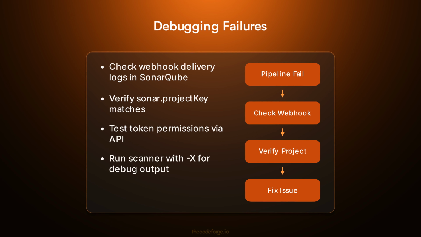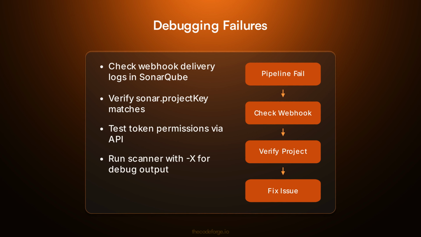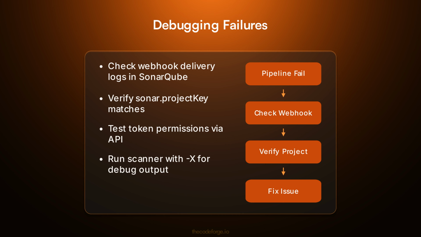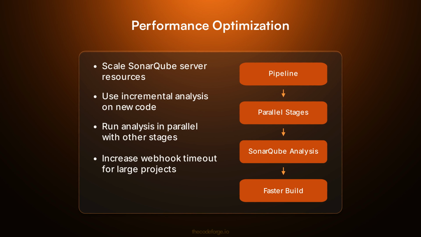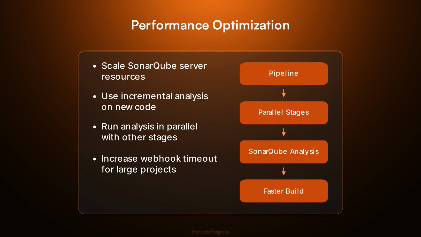When quality gates fail, start by checking the webhook delivery log in SonarQube. Verify the project key exists, test token permissions with the API, and run the scanner with debug output to catch silent failures. To speed up quality gate evaluation, ensure SonarQube is properly scaled, use incremental analysis, and run the analysis stage in parallel with other stages. For large projects, increase the webhook timeout to avoid premature failures.